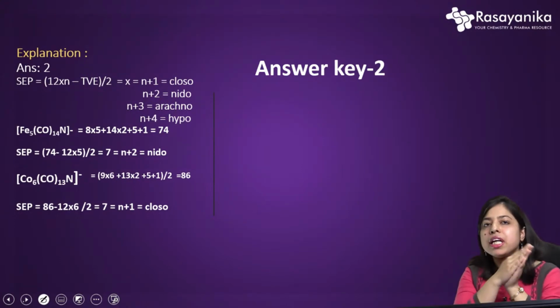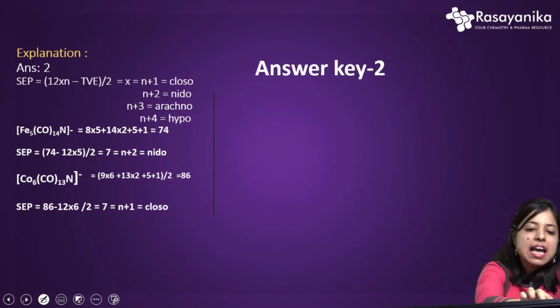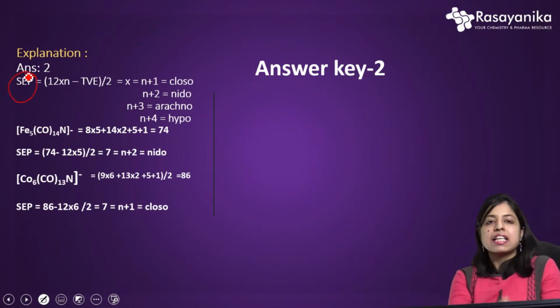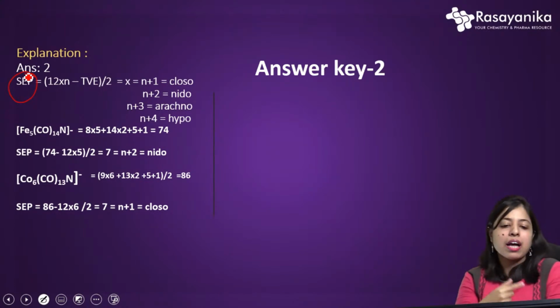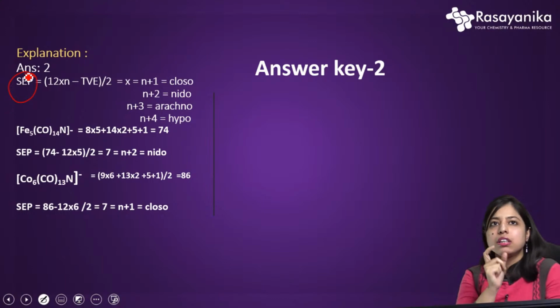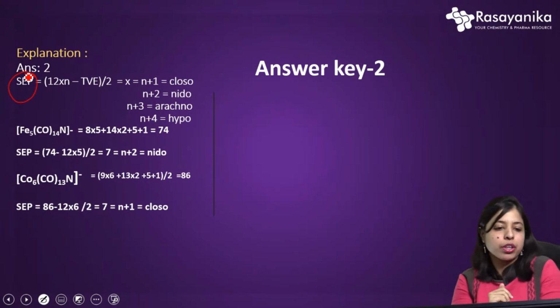To answer this type of question, you need to know the basic 18 electron rule of organometallics. You all know that 18 electron rule? Okay, so first you need to find the SEP, that is the skeletal electron pair. What is the formula? You need to remember these important formulas, otherwise you can't solve this kind of problem in your examination. This is a very important concept, so go through the 18 electron rule and all these formulas.